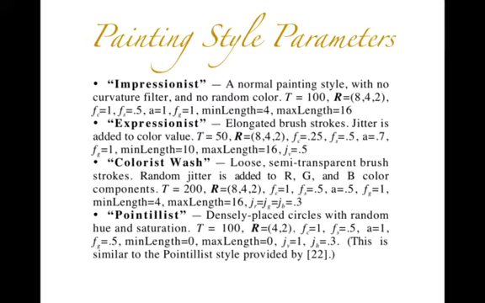And we have a list of parameters to create the desired painting style. We have 5 different styles, as I went through in the introduction: Impressionist, Expressionist, Colorist, Wash, and Pointillist. T is threshold. Higher T means rougher picture. R is a set of different sized brushes. FC is curvature filter. FA is blurring factor.